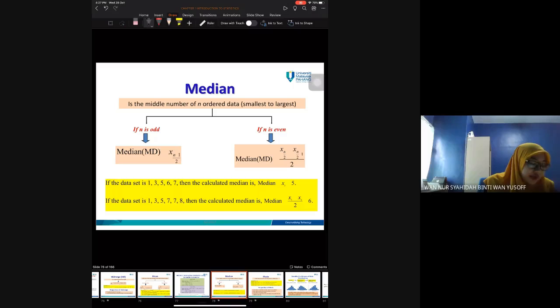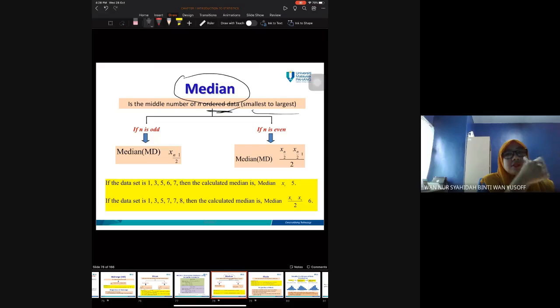Okay, then we have the median here. So this is the formula for how we calculate the median. The median is about the position of the data. We try to identify the median number of n ordered data. So, the position of the data. What number is in the middle? That's why you have to order the data from smallest to largest, because it is about position.